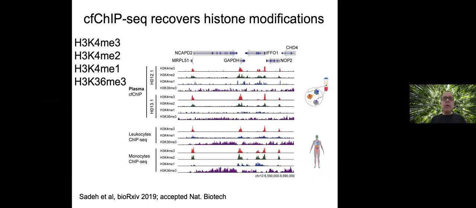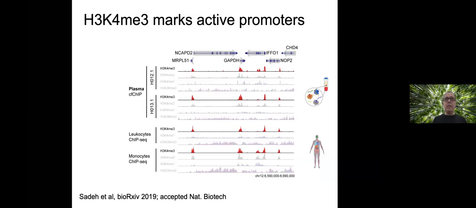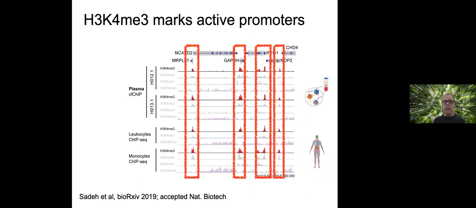So here is a standard genome browser for antibodies against 4 different marks. The top 2 panels are plasma from 2 healthy donors, and the bottom are from the Roadmap Epigenomics project. And you can see that the patterns are very similar. For brevity, we'll focus on just the top mark, histone 3 lysine 4 trimethylation, which is a mark of active promoters. And we can see that it appears at the promoter of GAPDH and other genes around it. And the question is, can we use that to learn something about what's going on inside the body?